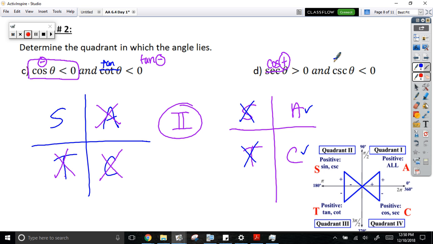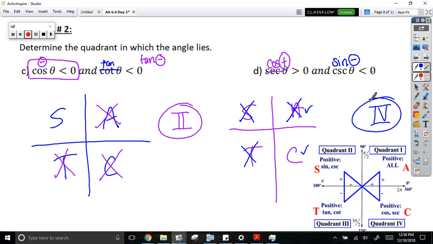Cosecant, remember, that's the reciprocal of the sine. Sine is less than 0, so the sine is negative. All of them are positive here, which means the sine would be positive. We don't want that. So we're left with quadrant 4.